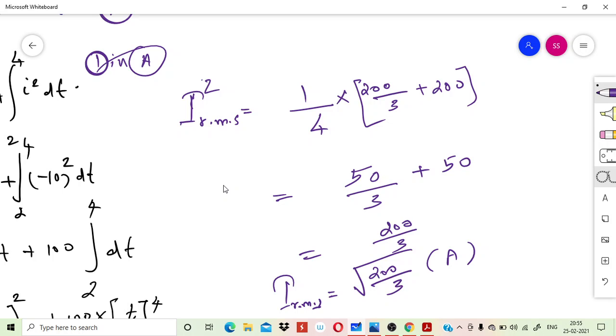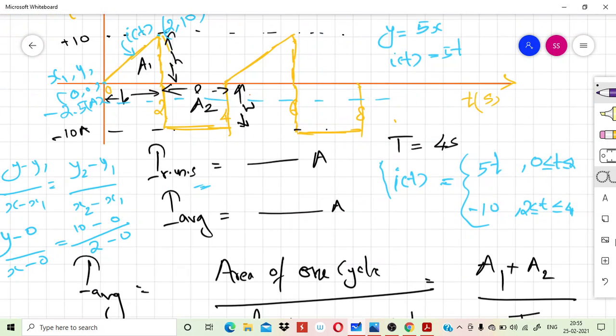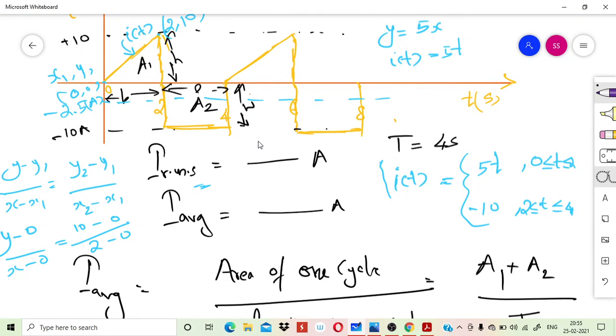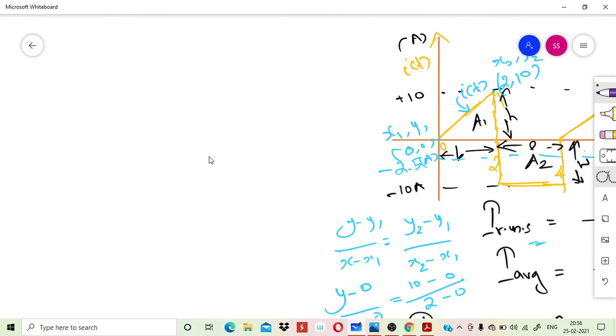Now I'm going to define the peak factor and form factor for this waveform. For any kind of waveform, it is not only sinusoidal. For any waveform, you can define form factor as well as peak factor. I'm defining here the form factor and peak factor for this case.